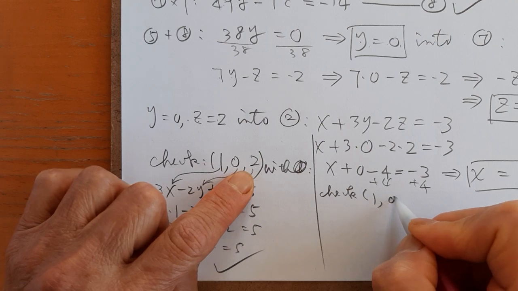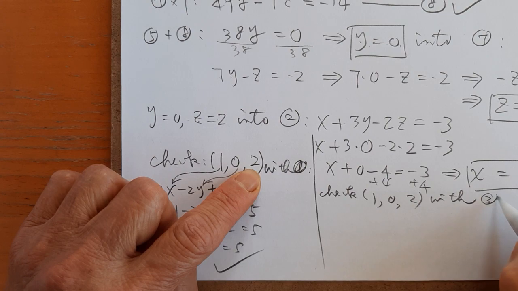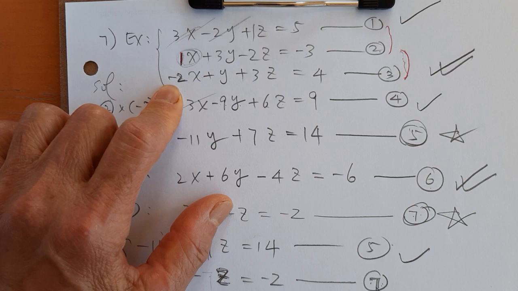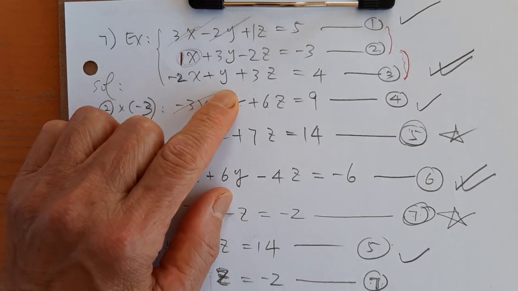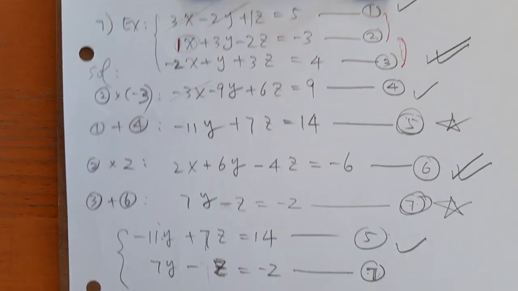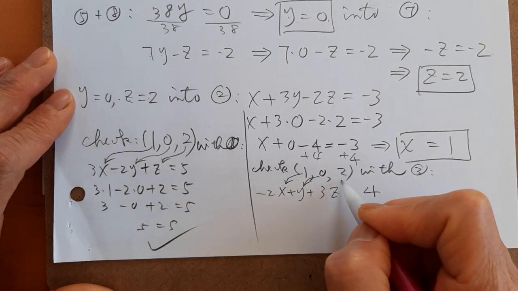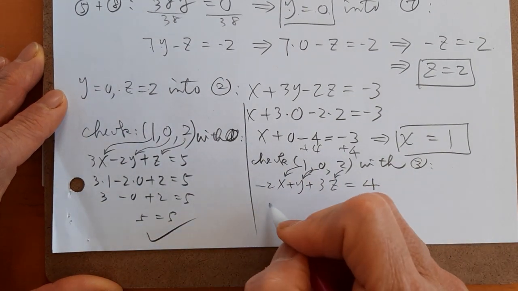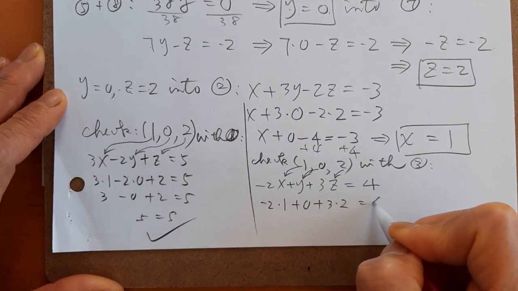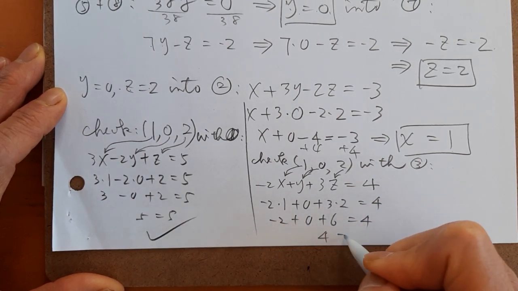Then you check x is 1, y is 0, and z is 2 with the third equation, not the second. The third equation is negative 2x plus y plus 3z equals 4. So check it: 1 for x, 0 for y, 2 for z. Negative 2 times 1 plus 0 plus 3 times 2 equals 4. So you get negative 2 add 0 add 6 equals 4. So you get 4 equals 4. It's checked.